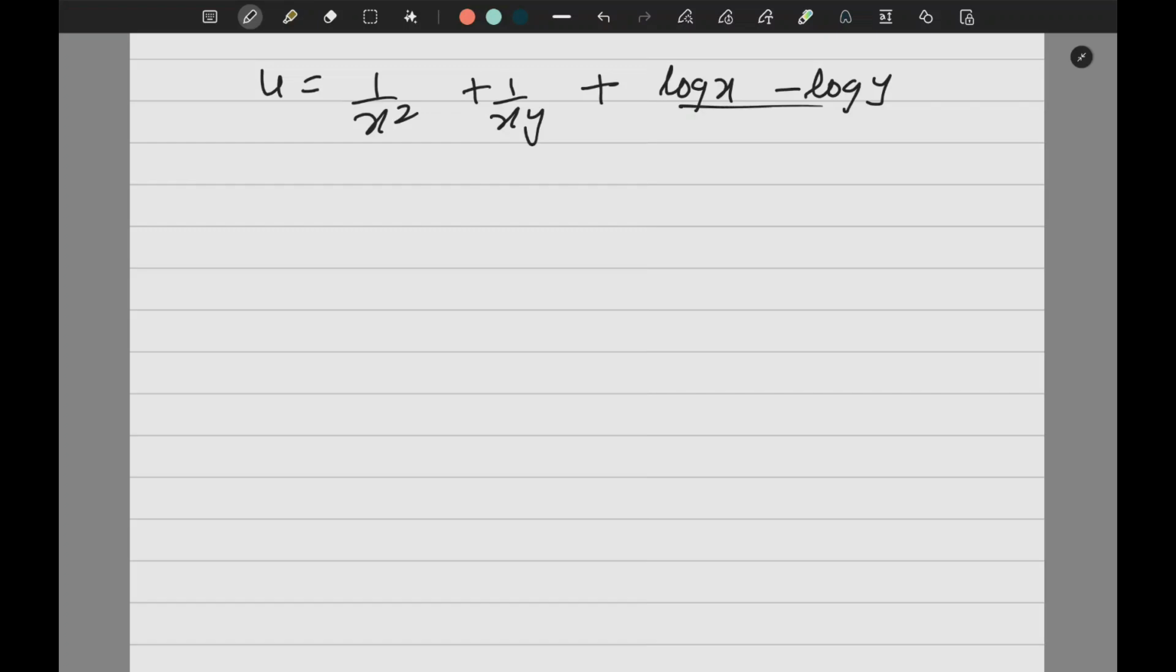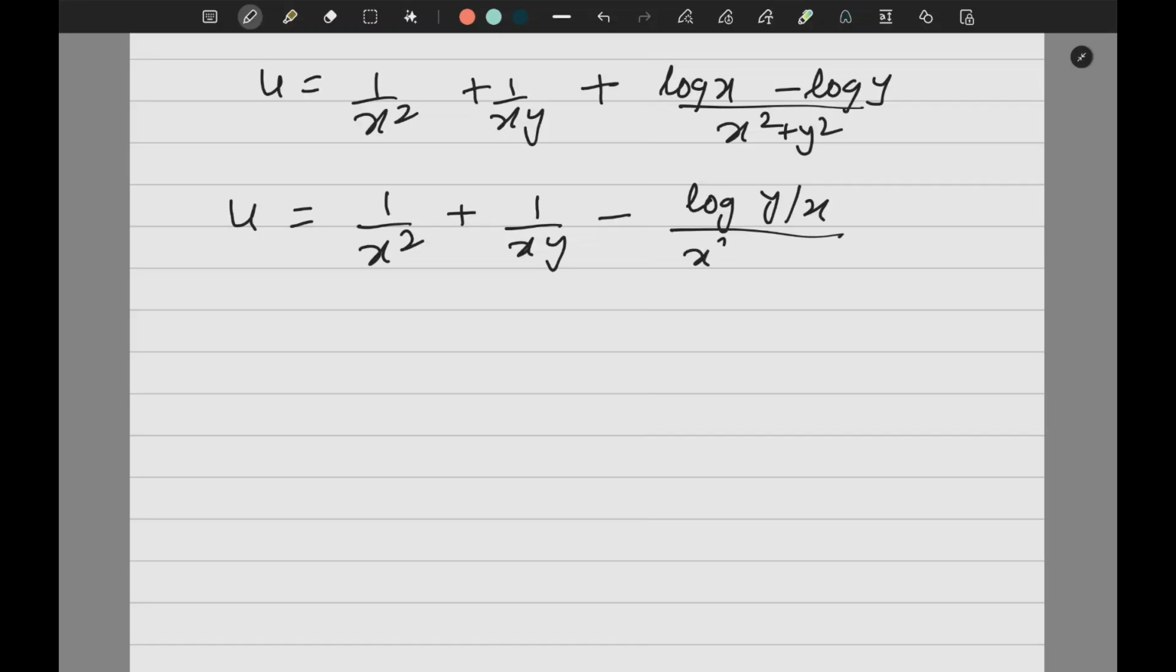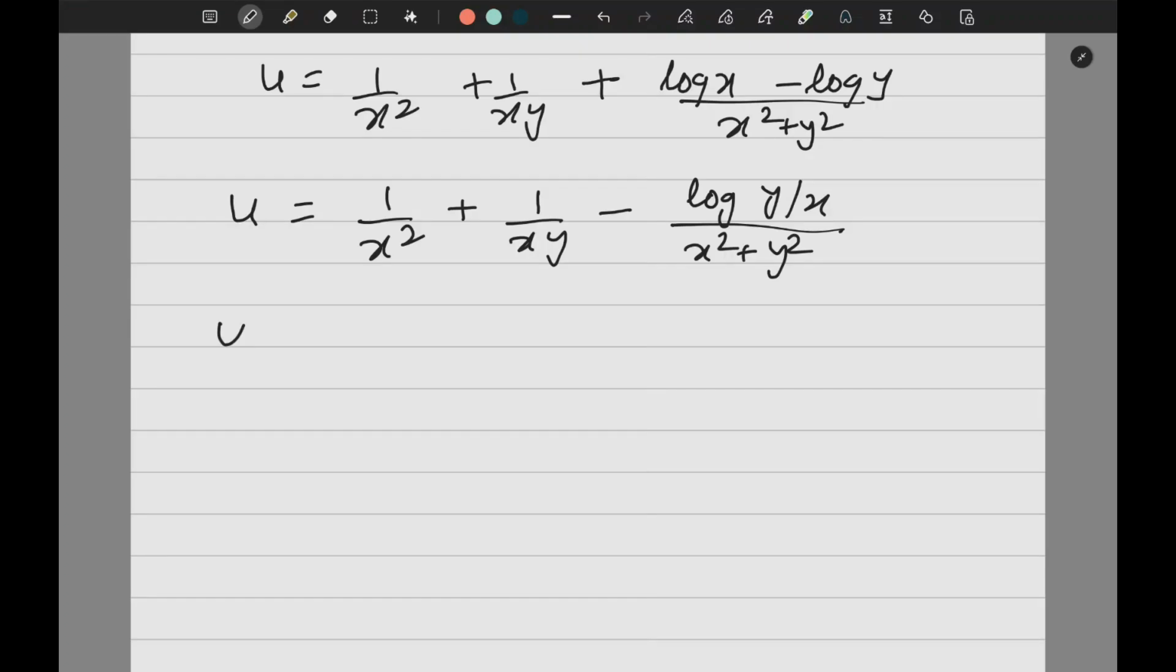Same way, if I write this, u is equal to 1 by (x square plus 1 by xy) plus (log x minus log y) upon (x square plus y square). Your target is always to get y by x and z by x. Okay. Now here if I do this question, I can rewrite this first like this, plus 1 by xy, minus log of y by x, because I want y by x. Okay, x square plus y square. Correct. I have just applied the log property. Now in the numerator what can I take common? Nothing. So x to the power 0 is common.